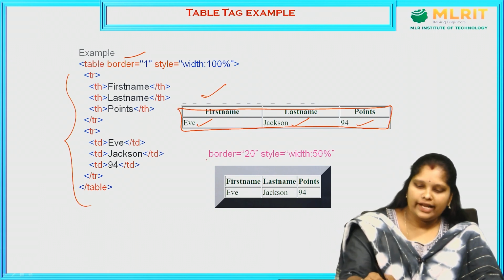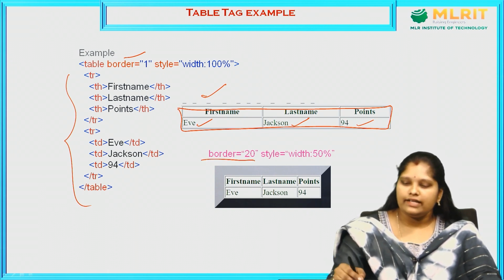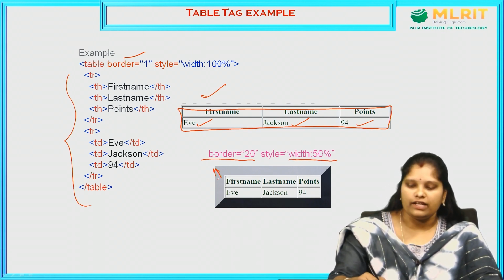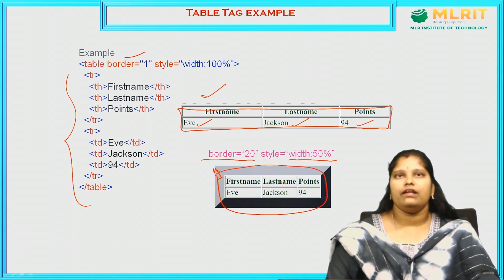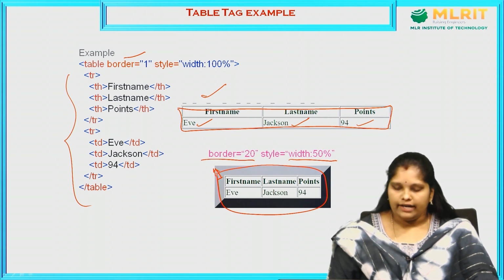If you have to insert border 20, the border size is 20, then the style width is 50, right? Border width is 50, then it will give this output, right? Like this we need to insert a normal table, right?